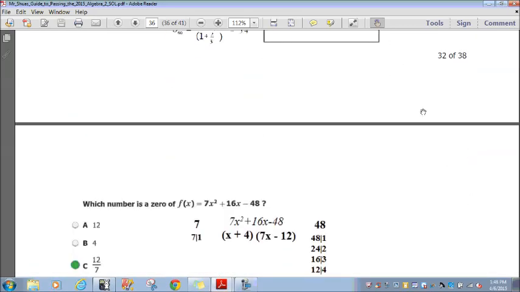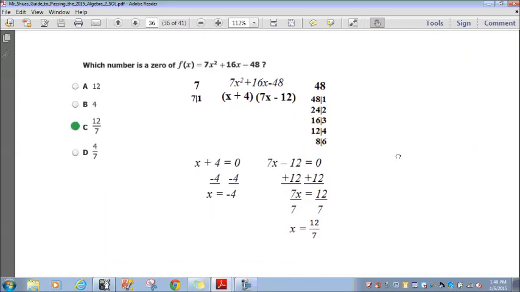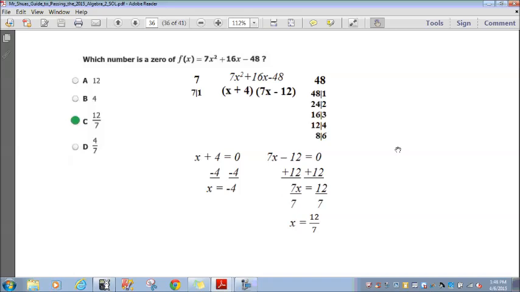All right, let's go. Number 33. Which number is a 0 of 7x squared plus 16x minus 48? Well, I would just factor this. Now, your teachers may have taught you different ways of factoring. I'm just going to go with what I feel is a simple way to factor.